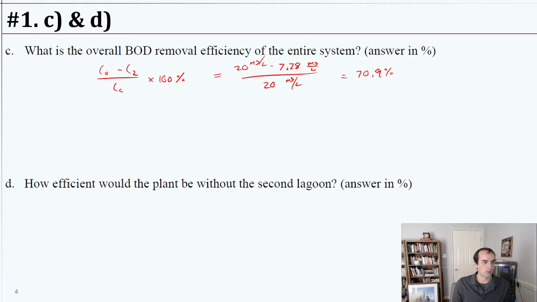Part D asks us, how efficient will the plant be without the second lagoon? And again, answering in percentage. So this is the same problem, just asking, okay, well, C naught minus C1 instead of C naught minus C2. Multiply that by 100%. And in this case, that is 56.7%. So it gives us a good idea of how much of an impact that second treatment lagoon gives us.